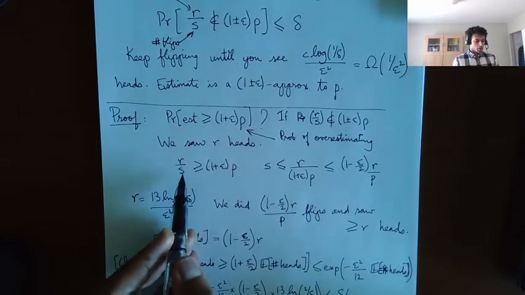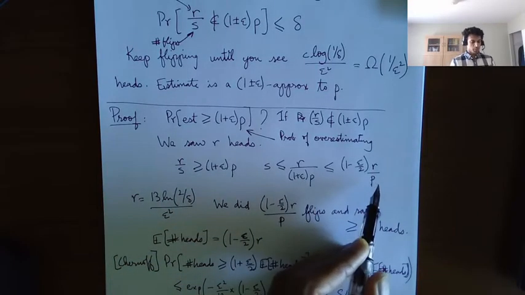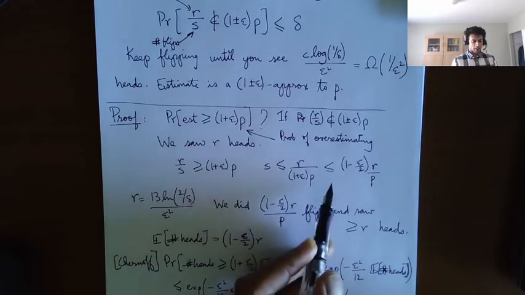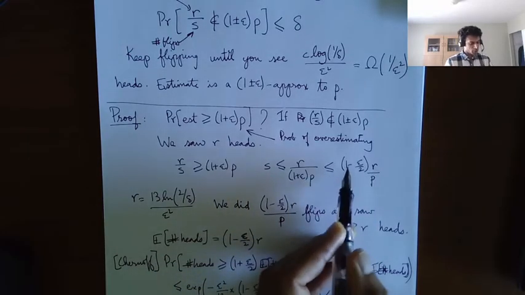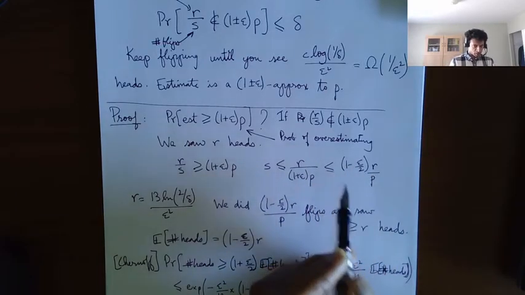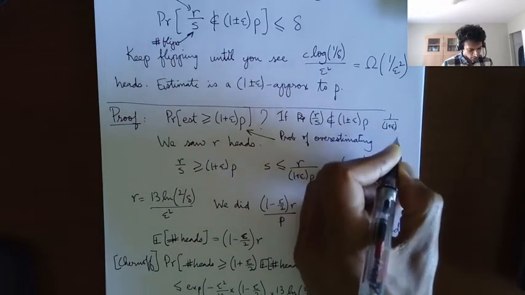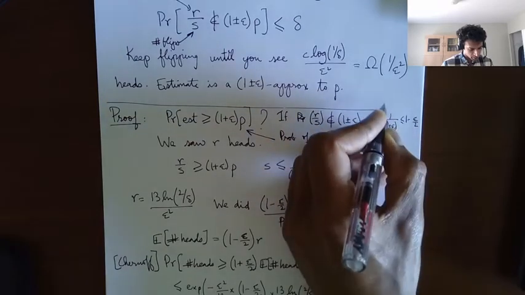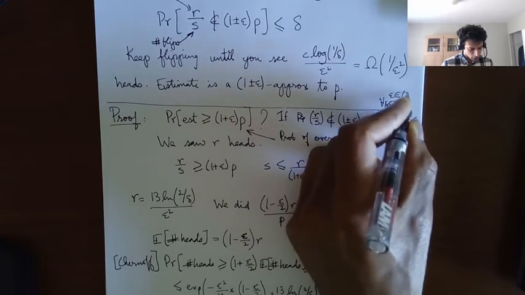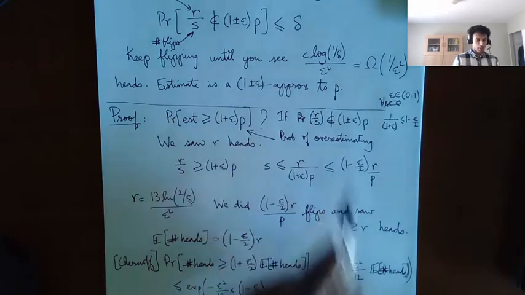So if R over S was more than (1 plus epsilon) times P, then S must have been pretty small. So S is R divided by (1 plus epsilon) P. I just use a basic Taylor approximation, and I get this is (1 minus epsilon over 2) R over P. Does this make sense? Any questions about this? This is just saying that 1 divided by 1 plus epsilon is at most 1 minus epsilon over 2, and this holds for all epsilon in (0, 1). So I just flip that 1 minus epsilon to the numerator.